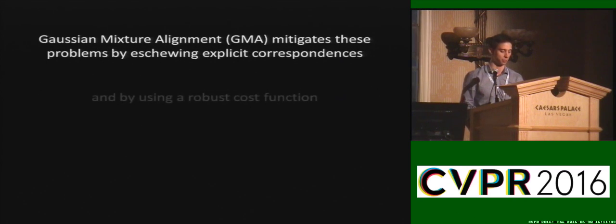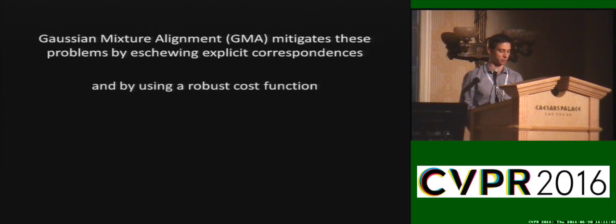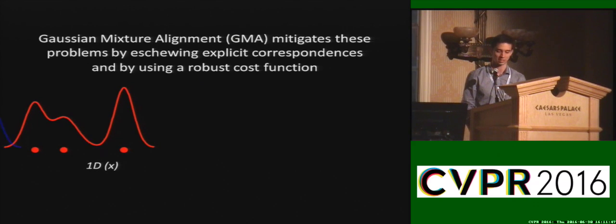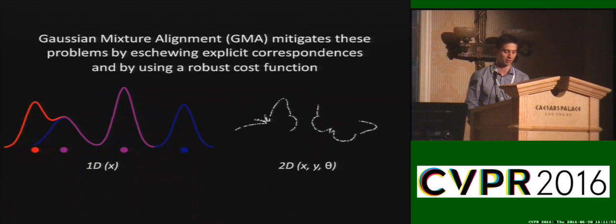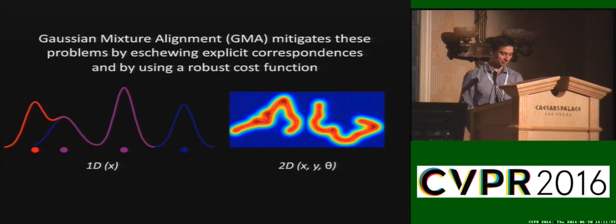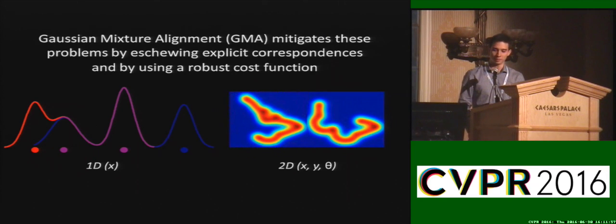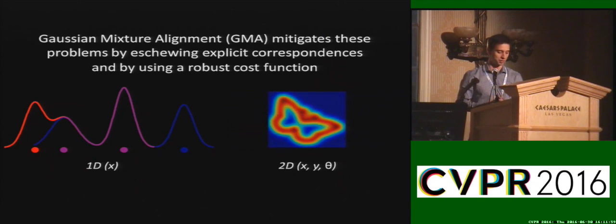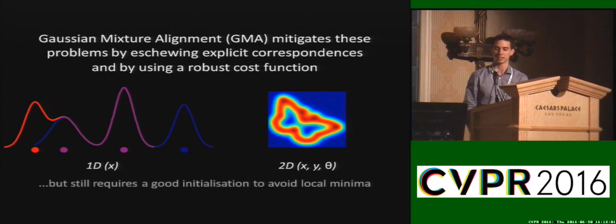Gaussian mixture alignment mitigates these problems by eschewing explicit correspondences and using a robust cost function. The transformation that aligns the Gaussian mixtures is the transformation that aligns the point sets if the point sets are well represented by the mixtures. However, GMA cannot guarantee global optimality and requires a good initialization to avoid local minima.